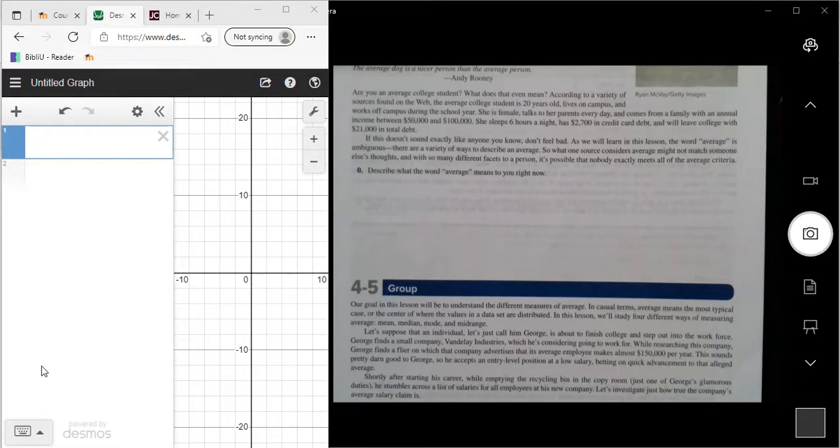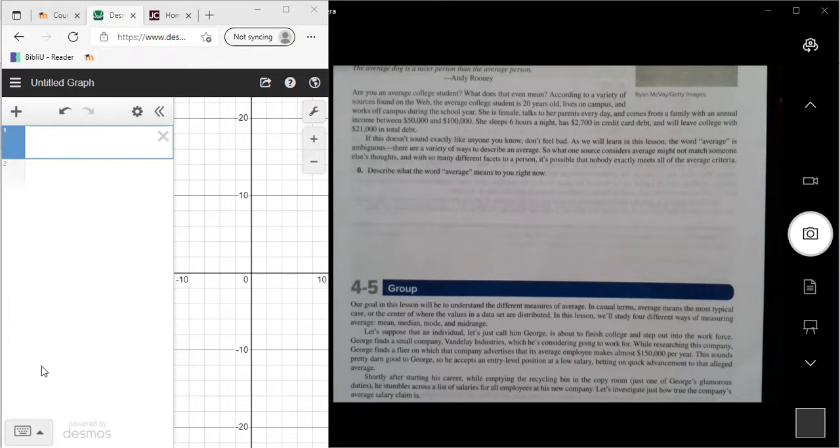In casual terms, average means the most typical case, or the center of where the values in a data set are distributed. In this lesson, we'll study four different ways of measuring average: mean, median, mode, and mid-range.